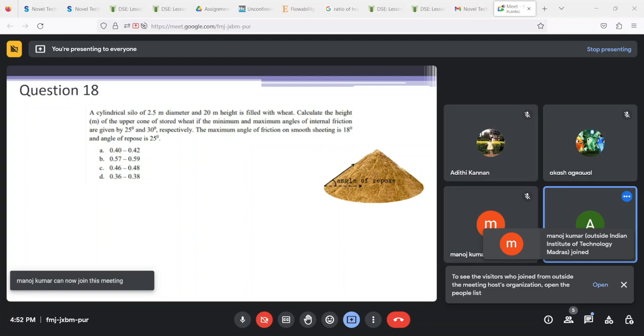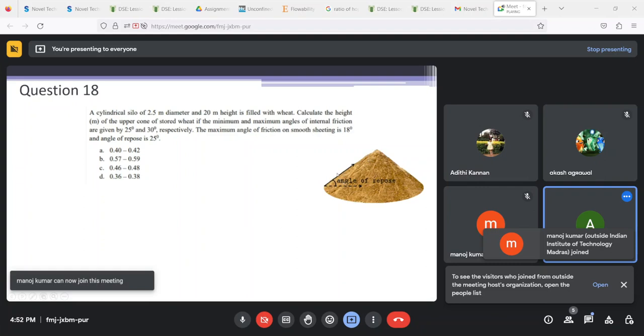So basically you have a cylindrical silo, where when you load the wheat, it forms a conical shape. So you already know the diameter of this cone, which is 2.5 meters, but you need to know till what height you filled up the wheat. So with this particular graph, can you figure out how to calculate the height of the wheat? So this is basically a cone.